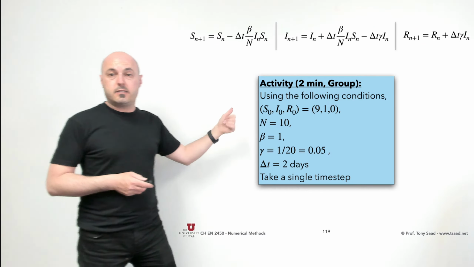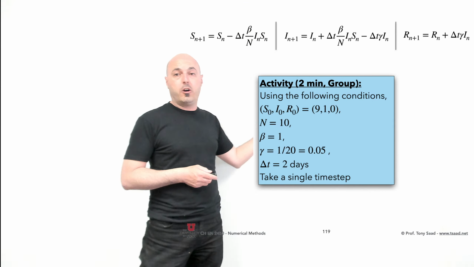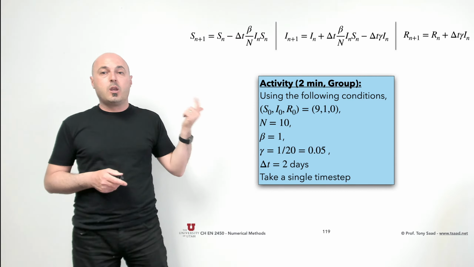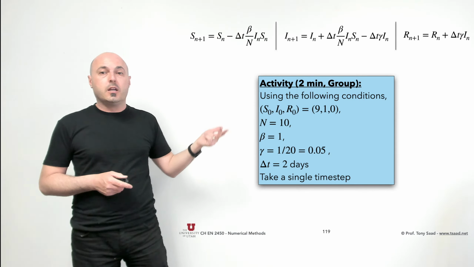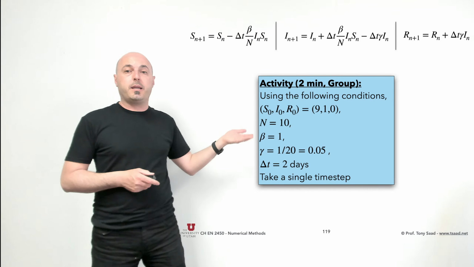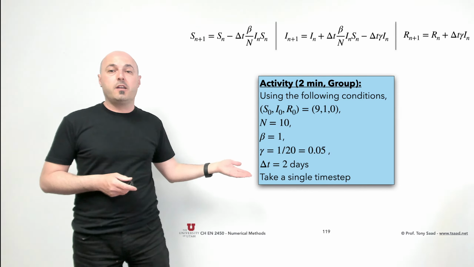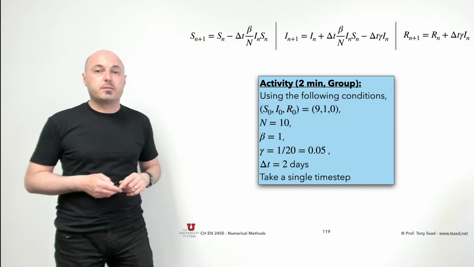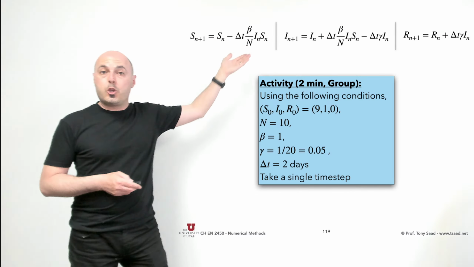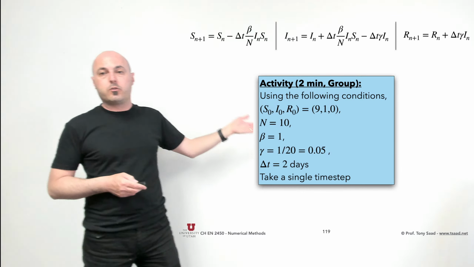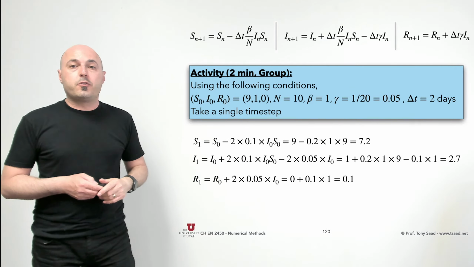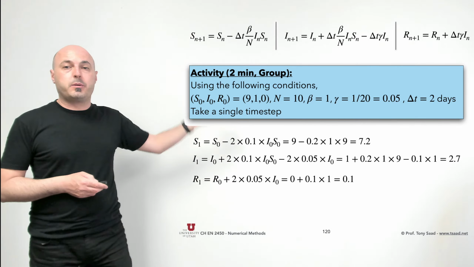Initial conditions for S, I, and R are 9, 1, and 0. So initially you have 9 susceptibles, 1 infected, and 0 recovered. Total population N equal 10, beta equal 1, gamma is 0.05, and delta t equal 2 days, and then just take a single time step. Now remember, in this case, the units are in days, so you don't have to convert delta t to seconds. So if you go ahead and do the calculation, you just simply substitute the numbers.